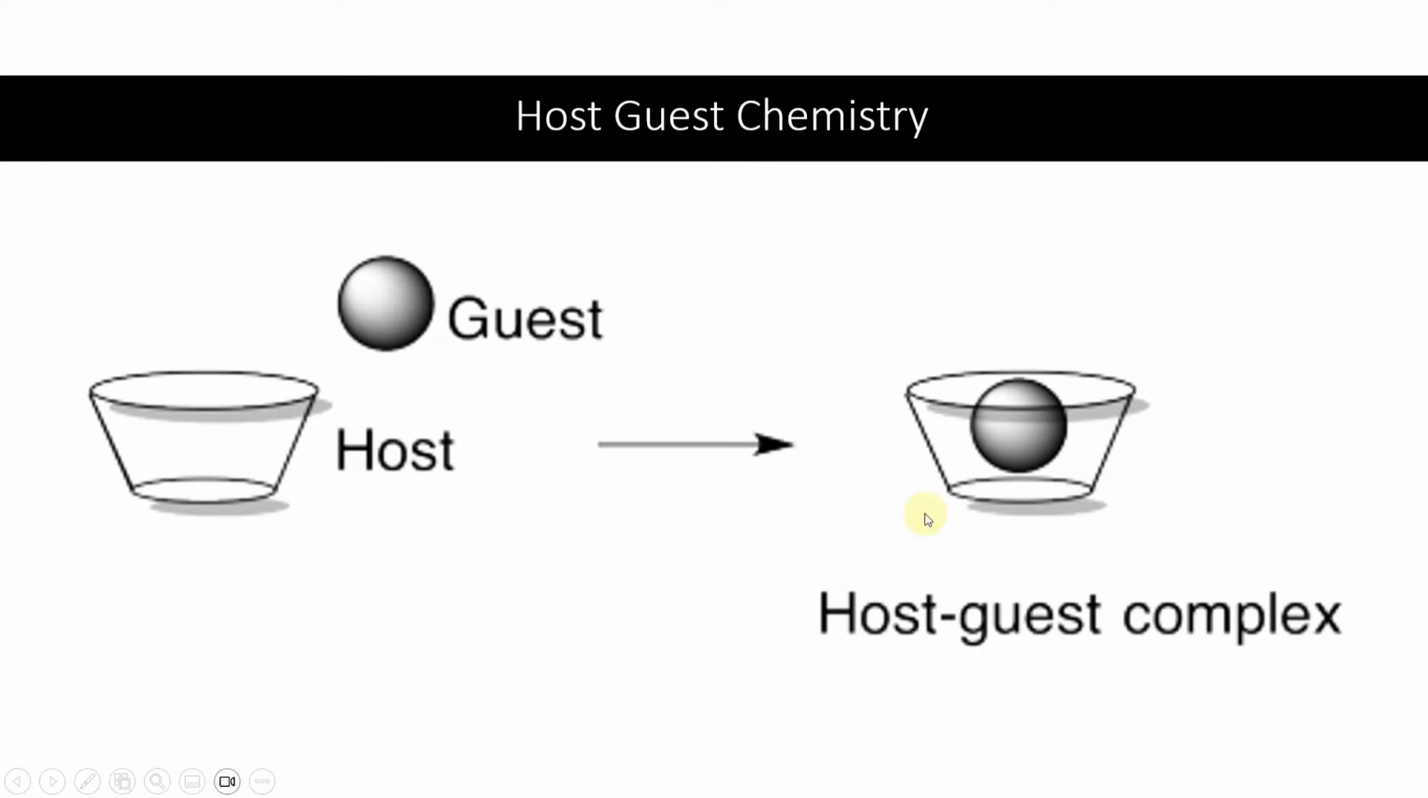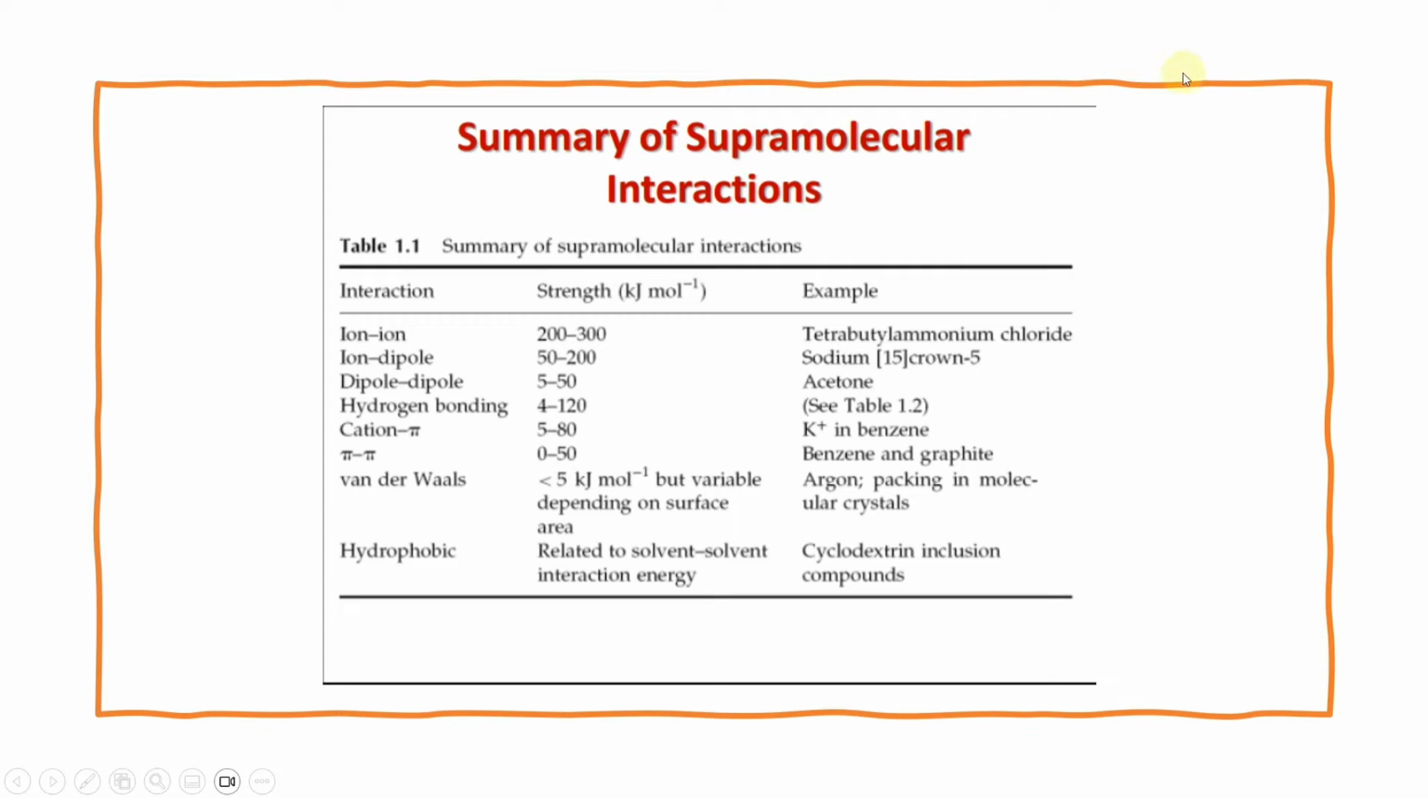So moving on towards a simple example, as you can see here, this is a host molecule and this is a guest molecule. The guest molecule will go inside this host molecule and it will form a host-guest complex, and this host-guest complex will have non-covalent interactions. So moving on towards the summary of supramolecular interactions.